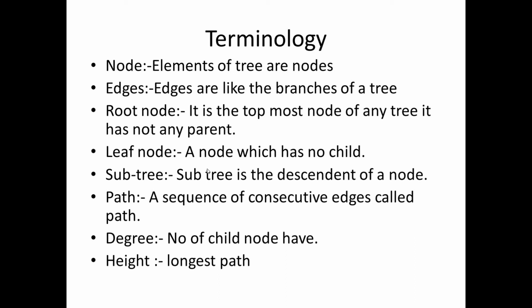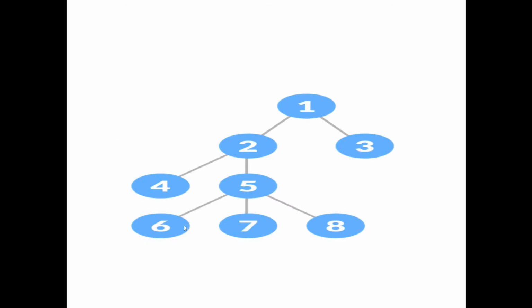Leaf node. A leaf node is a node which does not have any child. For example, these 6, 7, 8, 3, 4 are leaf nodes. Why? As our definition says, a leaf node does not have any child. So we clearly observe that 4, 6, 7, 8, is there any child node? No, no child node. So obviously these 4, 6, 7, 8 and 3 are leaf nodes, because they do not have any child.